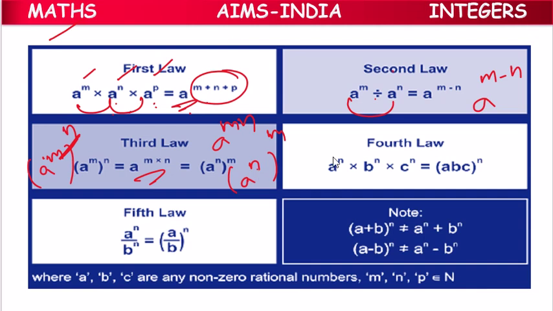That is third law. Fourth law, if bases are different and exponents are same, then for the result, their product will be the base, and we will write the common exponent. Fifth law, if the bases are different and exponents are same, we will write the bases as a quotient, and take the common exponent. These are the laws of powers of integers.